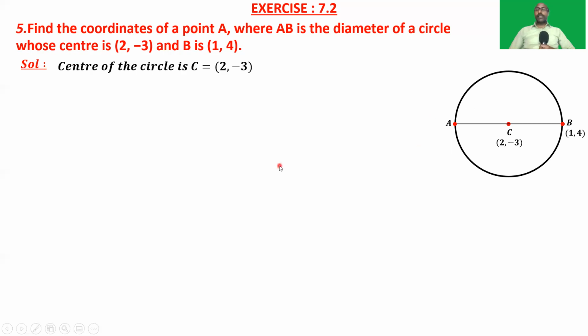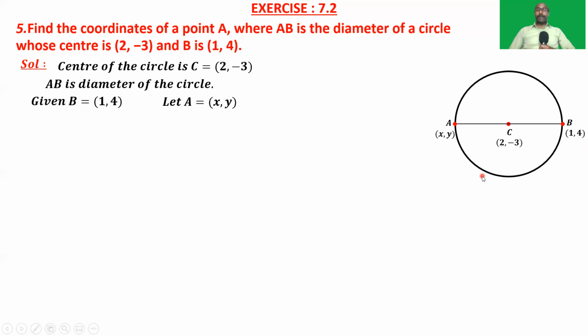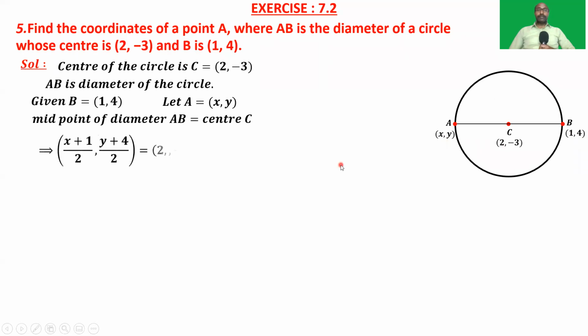So the center of the circle C is (2, minus 3) and AB is the diameter of the circle. Let B be (1, 4) and let A be (x, y). Now the midpoint of the diameter AB is the center C. So for the midpoint of the diameter, what is the midpoint formula? (x1 plus x2) by 2 and (y1 plus y2) by 2. So here the midpoint of AB is (x plus 1) by 2 comma (y plus 4) by 2, which is equal to the center (2, minus 3).